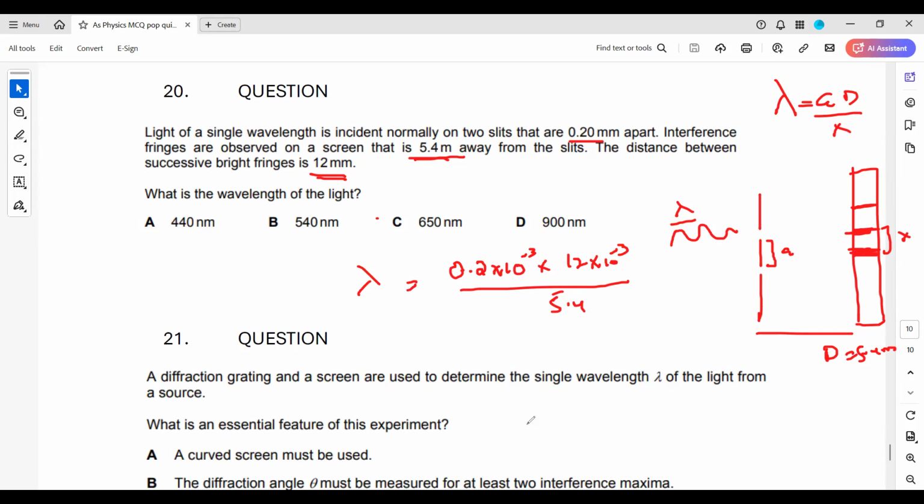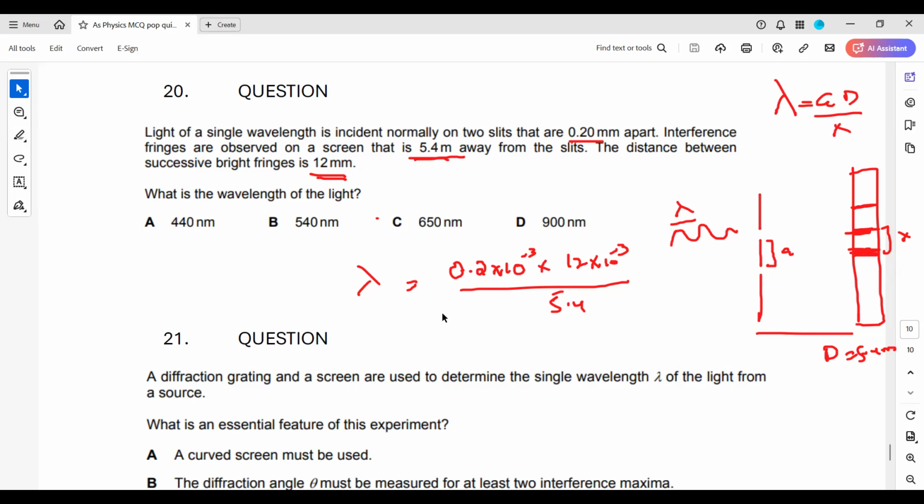What's the answer here? Whenever a double slit experiment is there, we use this. When a grating element is there, we use d sine theta equals n lambda. Which one does it match with? So it matches with option A.